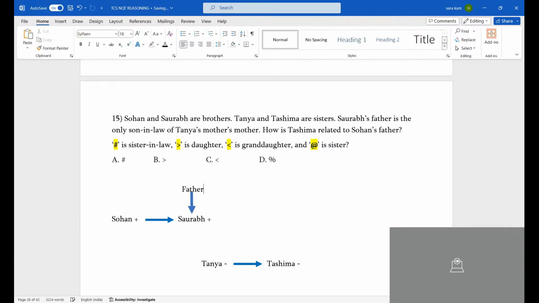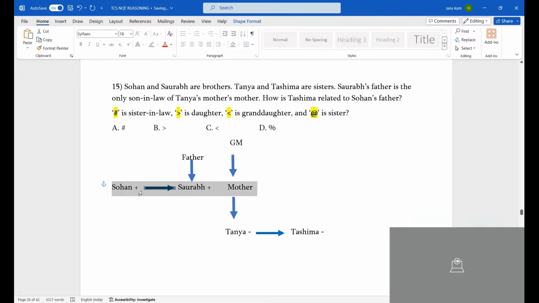Now this person is the only son-in-law of Tanya's mother's mother. So first I should have mother for Tanya. So this is Tanya's mother. And again another mother. So mother's mother is obviously grandmother. So this is GM. Now they say that Saurav's father is the only son-in-law, which means this grandmother's daughter would be Tanya's mother. Sorry, one minute. Yeah, son-in-law. Sorry. Then I should push this even further.